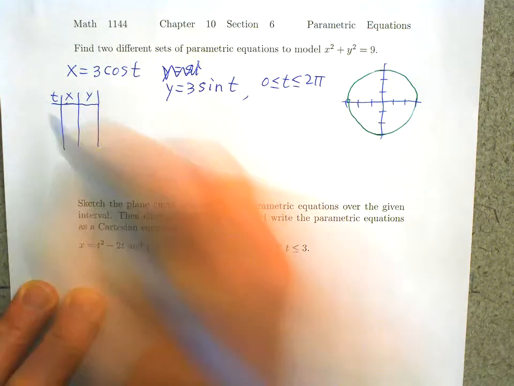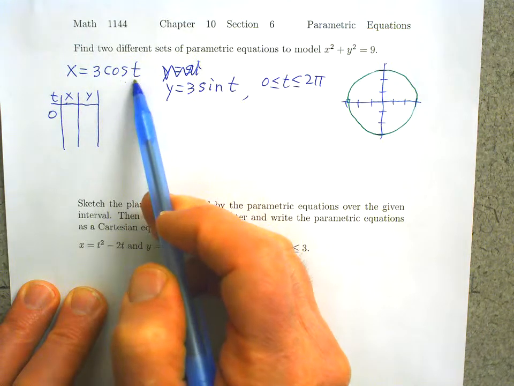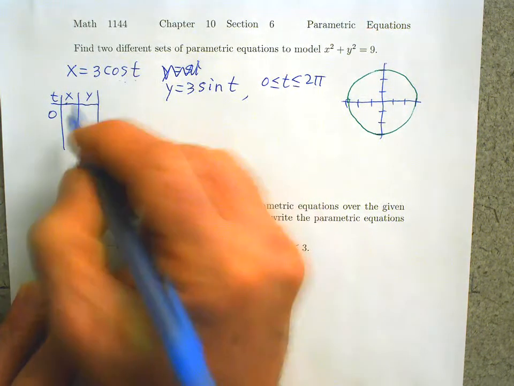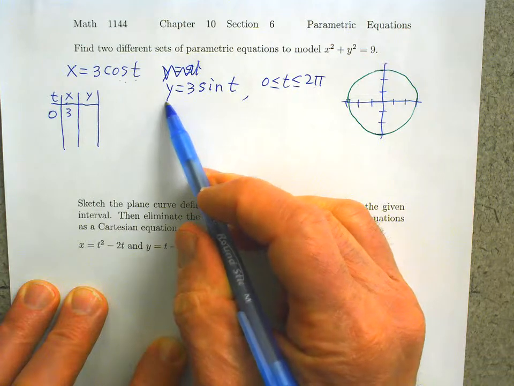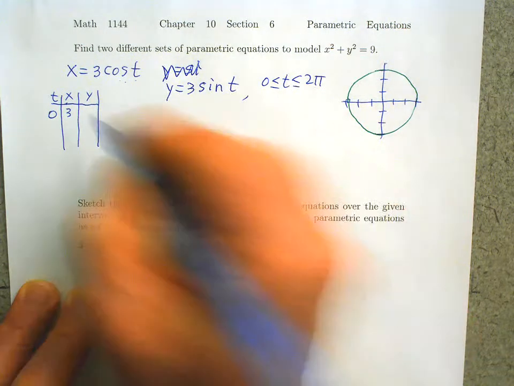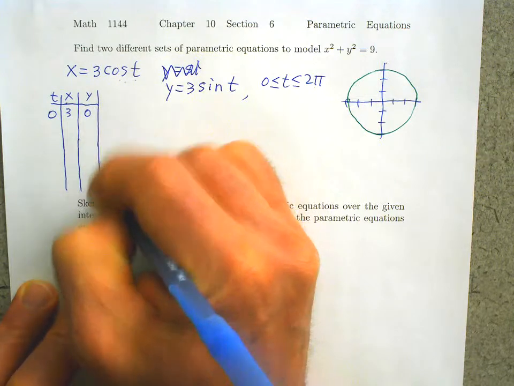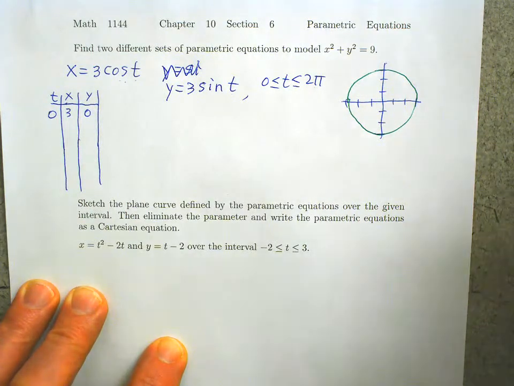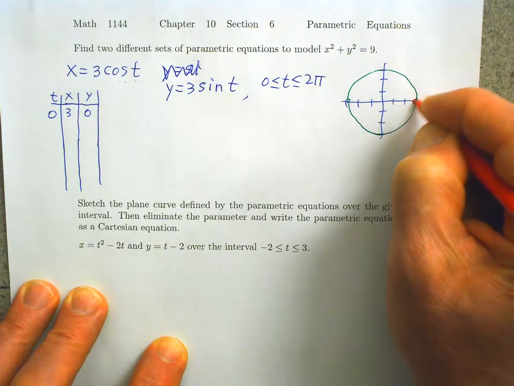We're going to start with t equals 0. Cosine of 0 is 1. 3 times 1 is 3. And then for the y coordinate, 3 times sine of 0 is 0. Okay, so our first point is the ordered pair 3, 0.